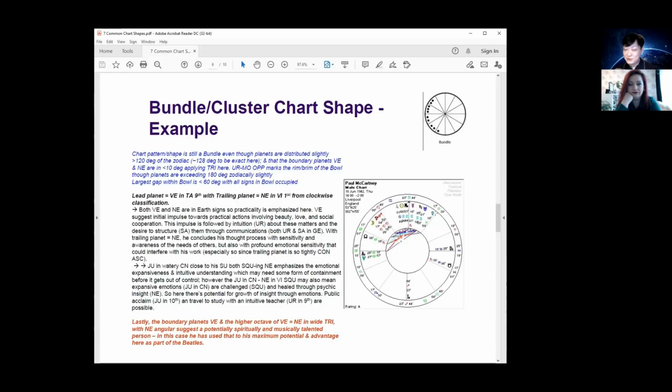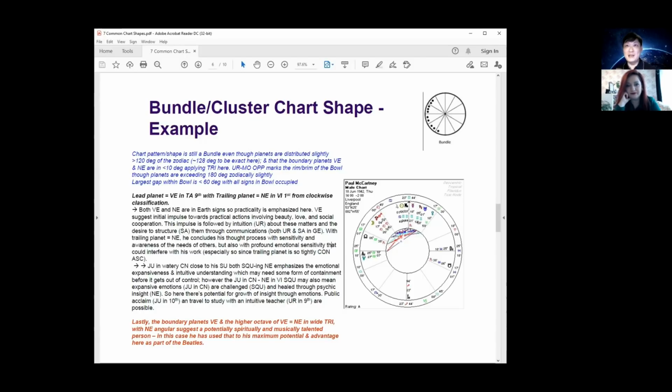The boundary planets right here are the two musical planets, which are Venus and Neptune, Neptune being conjunct his ascendant. One thing I picked up regarding his chart is that I can see he's a very emotional person because of that Jupiter and Neptune square. If I were to allow a wider orb, Neptune is also squaring his Sun.